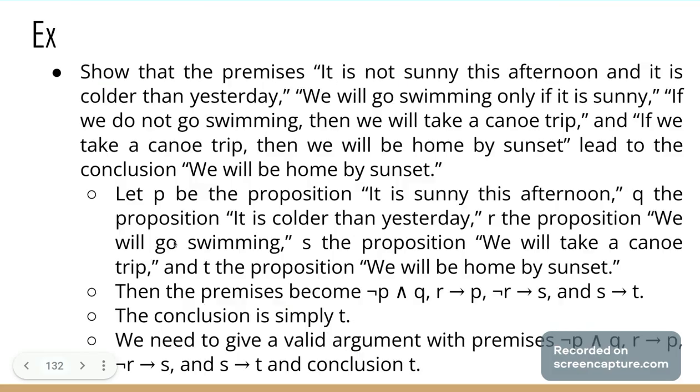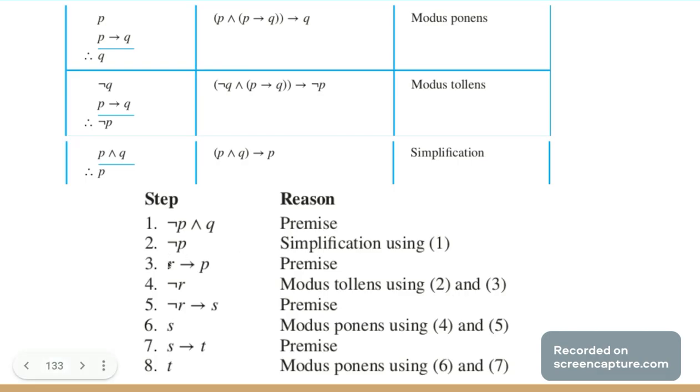Then we are taking the second premise, R implies P, and when we take both 2 and 3, look at modus tollens. Not Q and P implies Q concludes not P. So we have not P and R implies P. So the conclusion is not R using modus tollens.